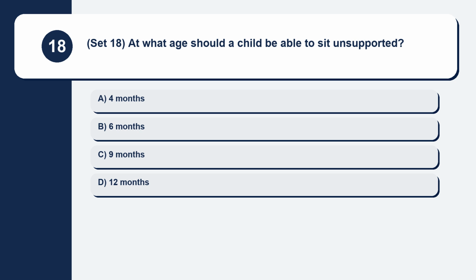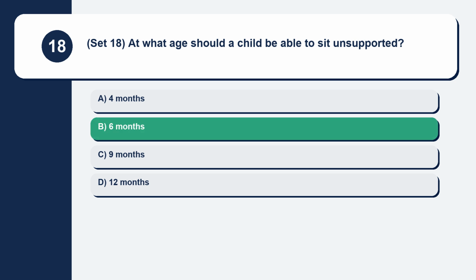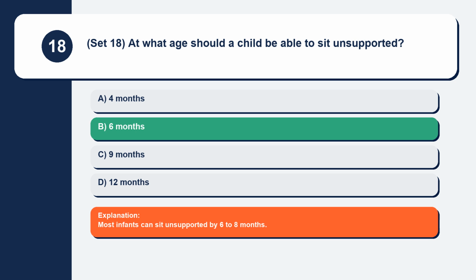Question 18. Set 18. At what age should a child be able to sit unsupported? 4 months, 6 months, 9 months, 12 months. Most infants can sit unsupported by 6 to 8 months.